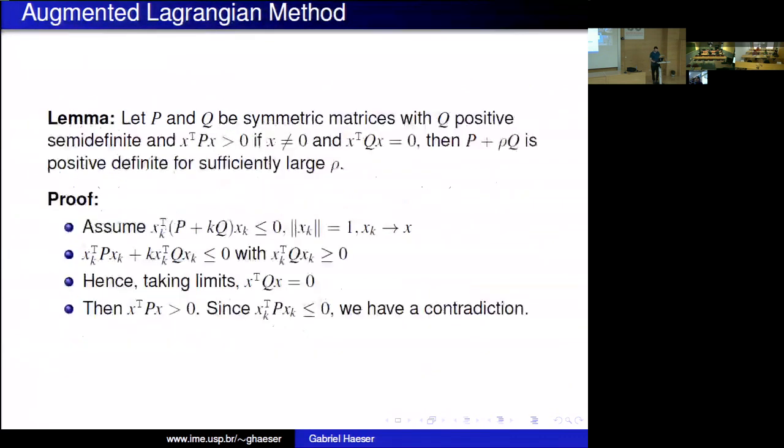Okay, so this is what this lemma here shows. So I have two symmetric matrices, P and Q, and Q is positive semi-definite.